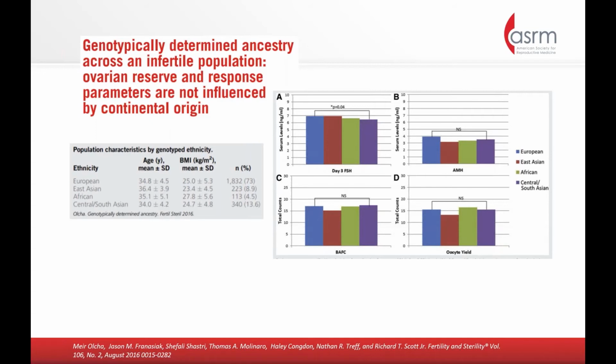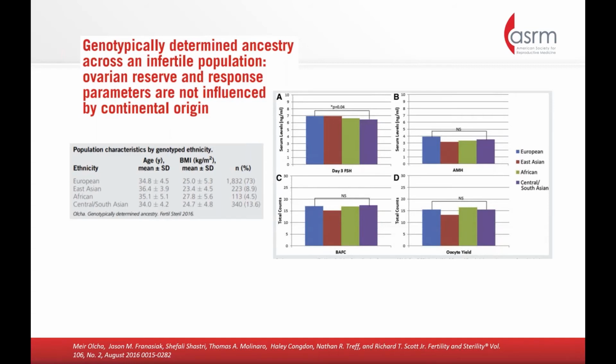When we turn to infertile populations, these differences aren't seen consistently. In 2016, Ulcha, Scott et al. published work on a cohort of about 2,500 infertile patients who had undergone genotypically determined ancestry. After controlling for age and BMI, there were no differences seen in AMH, antral follicle count, or oocyte yield.